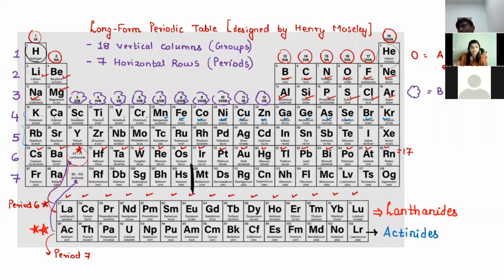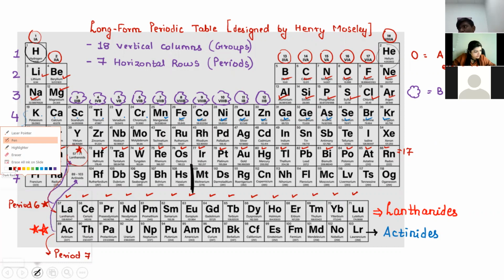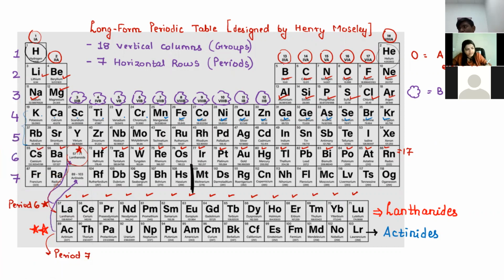The elements in the period, the majority of the elements are metals. Okay, in the periodic table, the majority of the elements are metals. So now I'm going to draw a border line, starting from here.